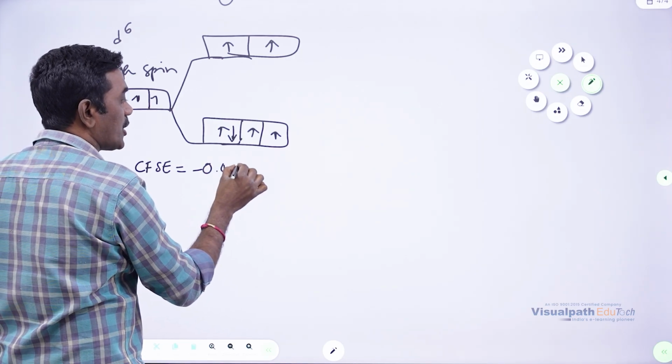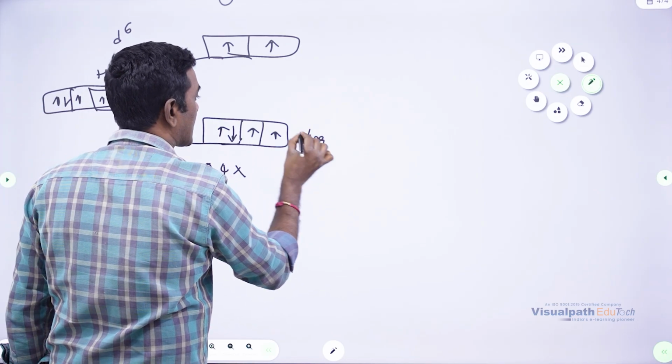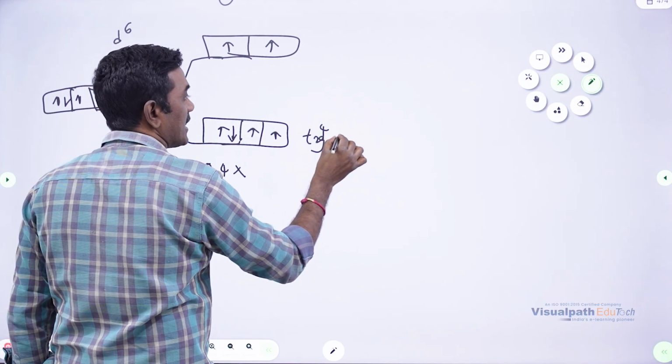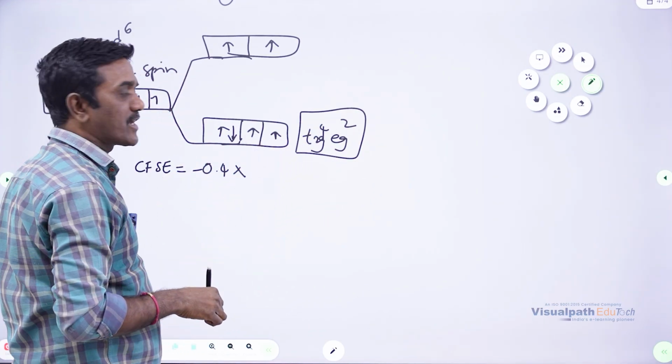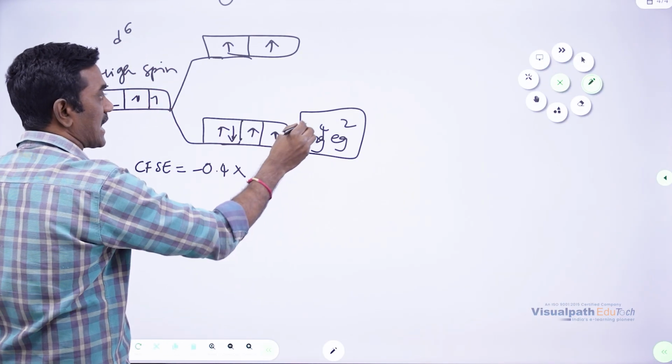How many electrons are there in t2g? Let us write the configuration like this. t2g, how many electrons? Four. eg, how many electrons? Two. So this is the simplest electron configuration for calculating the crystal field stabilization energy, right?